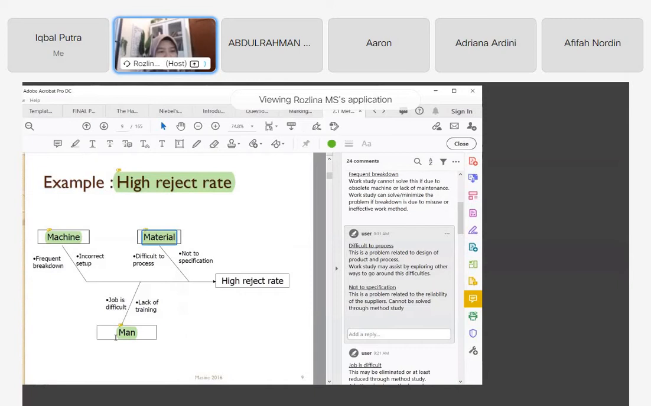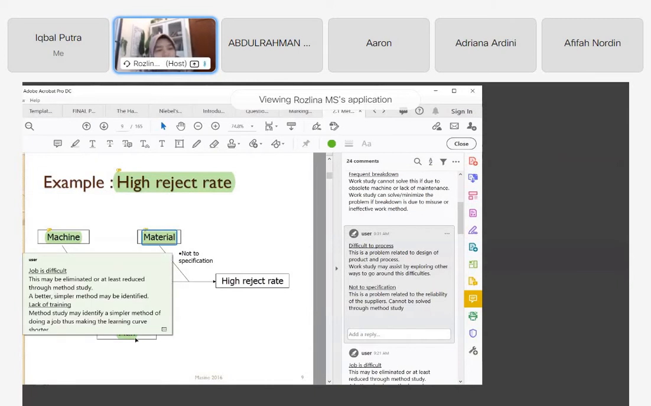Okay, then we have man. It consists of two as well. Job is difficult or lack of training. Job is difficult, maybe it can be eliminated or at least reduced through method study. The job can be eliminated. A better, simpler method may be identified. Or if it is about lack of training, it may identify a simpler method of doing a job so you can avoid training the workers with specific training.